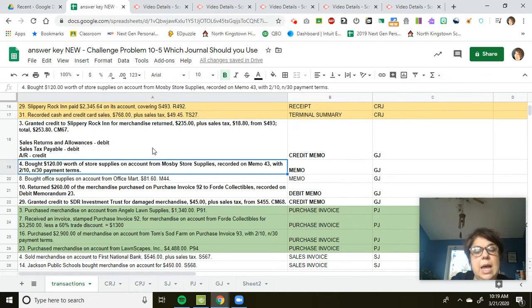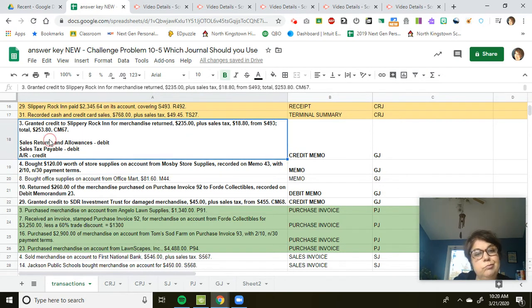The dollar amount I'm hoping you can figure out at this point, because obviously the sales, returns, and allowances amount is for the merchandise, the sales tax payable amount is for the sales tax, and the accounts receivable credit is for the total. They were nice and they did it for you. So I don't think we need to see that in a journal. Maybe I'll do it anyway, but I'm trying to keep this video a little bit shorter.